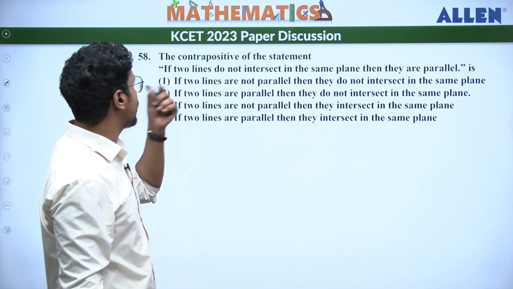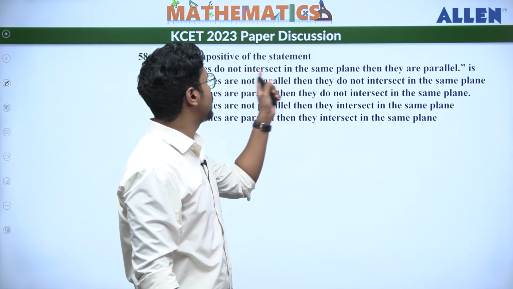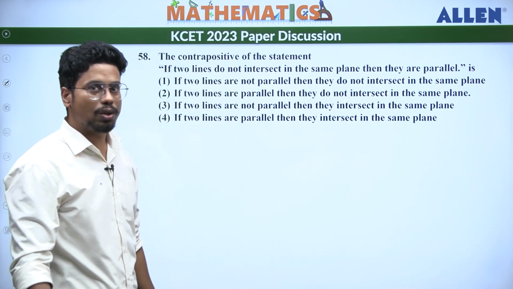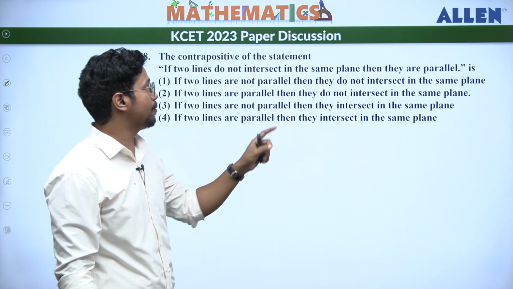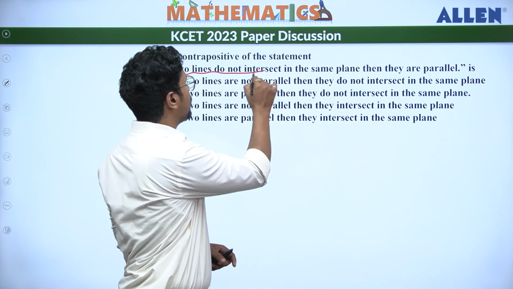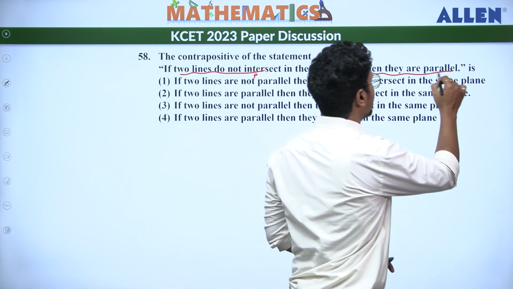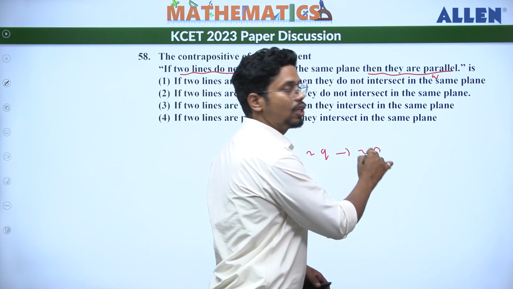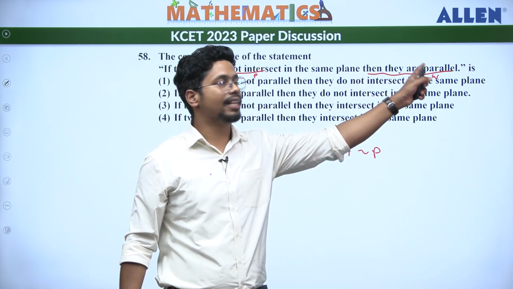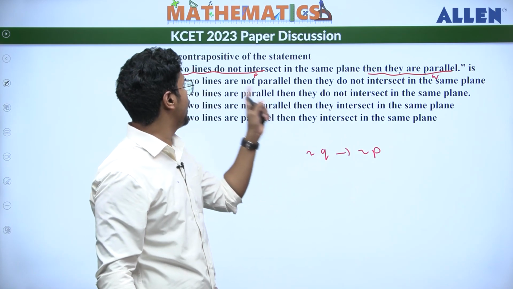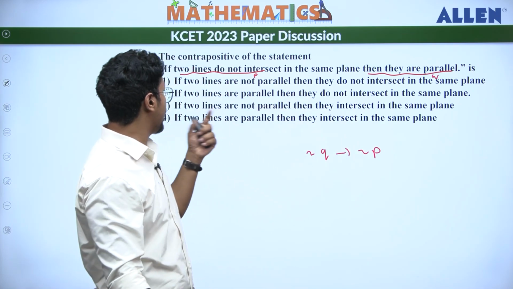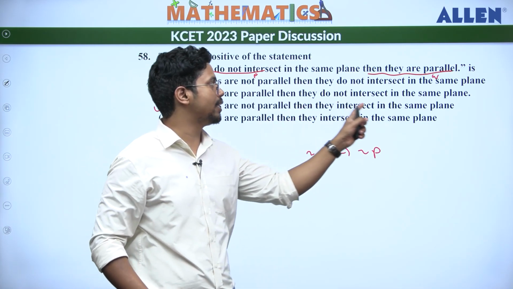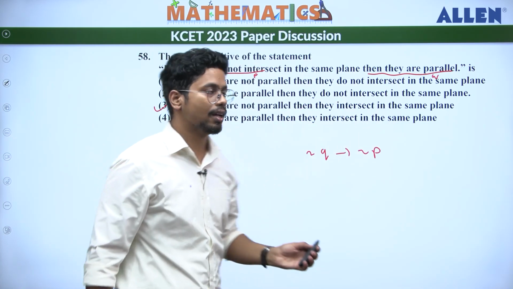Let us go to the contrapositive of the statement: if two lines do not intersect the same plane, then they are parallel. So let us try to understand, all of you. This is like a statement P and this is like a statement Q. So contrapositive is negation of Q implies negation of P. Negation of Q is they are not parallel. Negation of P is they intersect. So the correct option which I can see is option number 3: if two lines are not parallel, then they intersect in the same plane.